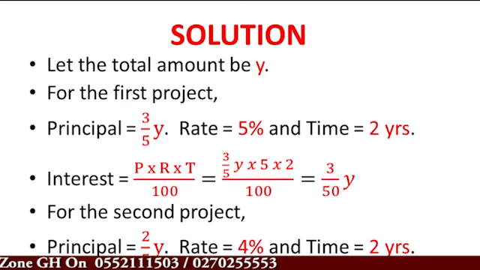So the first project, we were told that the ratio is what? 3 is to 5. So for the first project, 3 will be representing that. So that will be 3/5. I told you already, 3 over 5, then times y. Why are we multiplying by y? We are multiplying by the amount of money the man invested into the business. So the principal for the first project is going to be 3 over 5 y.